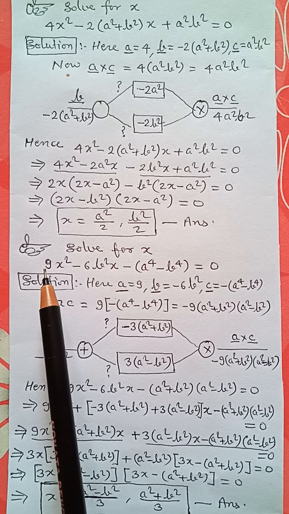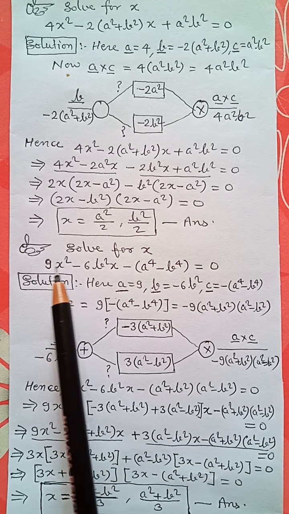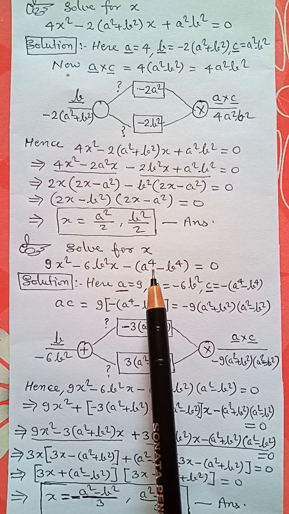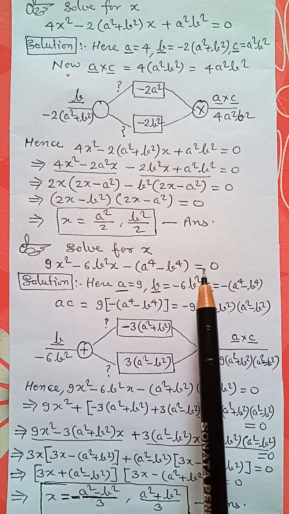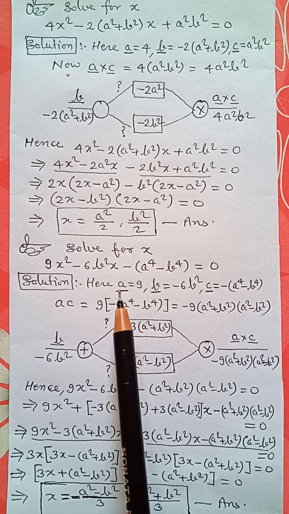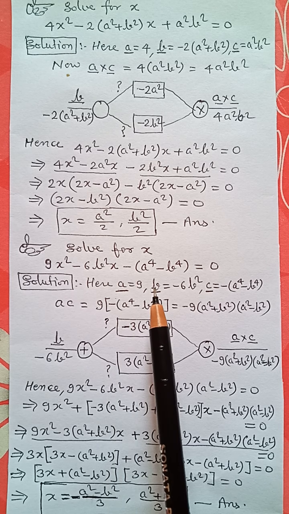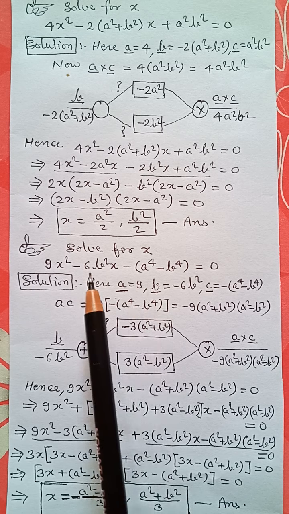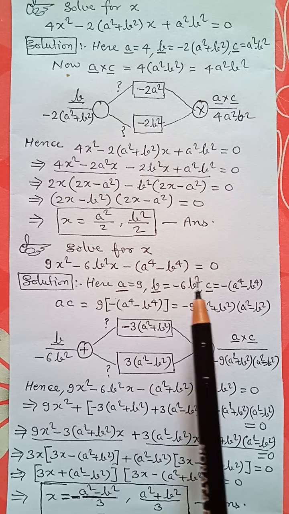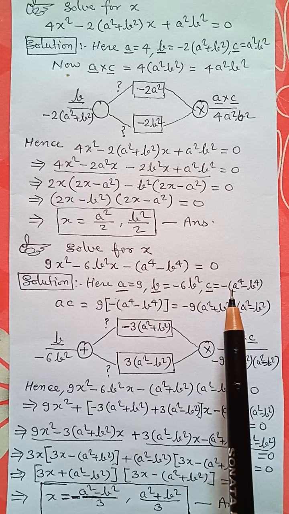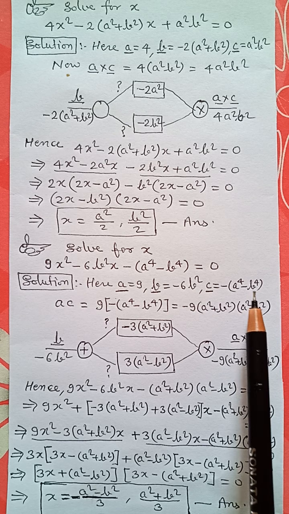Now here we see: solve for x. 9x² − 6b²x − a⁴ − b⁴ = 0. Comparing it with the standard form, a is 9, the coefficient of x²; b is the middle term, the coefficient of x, and here it is −6b²; and c is the constant term, here it is −a⁴ − b⁴.